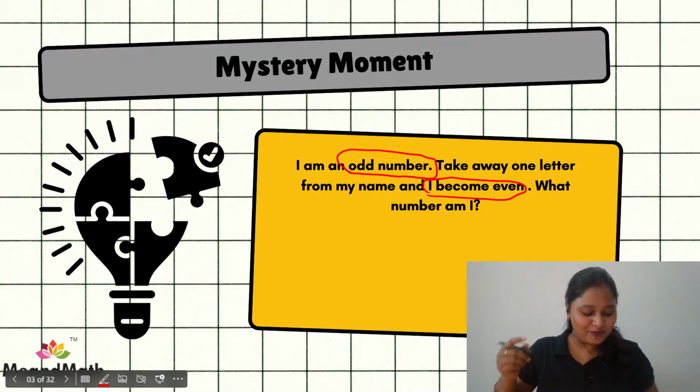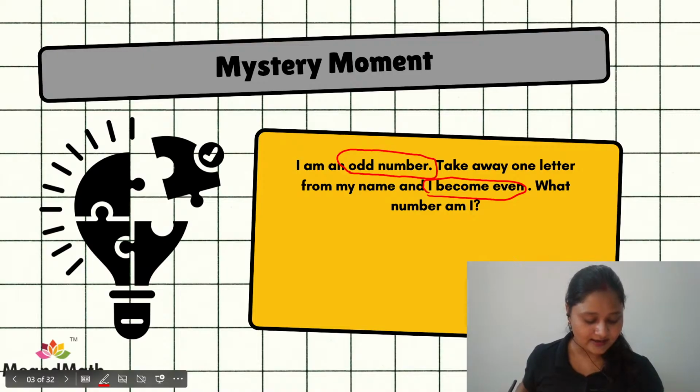Exactly, amazing. So I've got one answer from Riyansh, 7. Any other number? Any other number if you think? Come on. Hurry up, I'm waiting. Okay, Priyansh is saying 10. Okay, we'll see what will be the answer. Any other number apart from 7 and 10?